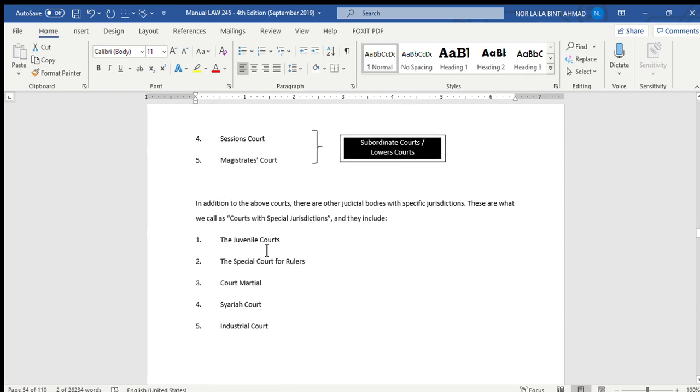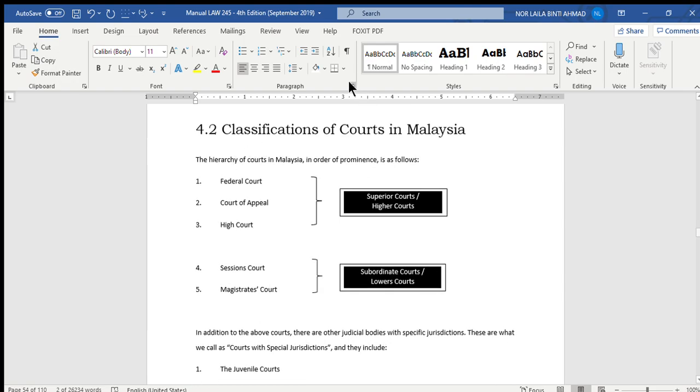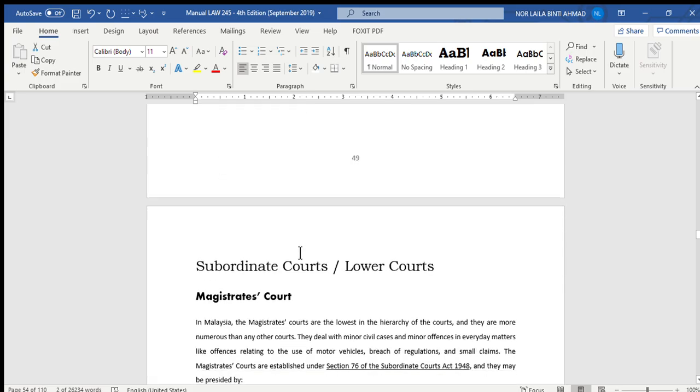Apart from the superior courts and subordinate courts, obviously we have courts with special jurisdictions. They have separate jurisdictions and separate rights to hear disputes. For example, first, the juvenile court, previously known as children court, and then the special court for rulers, court martial, Sharia court, and industrial court. There are many courts in Malaysia, but they have their own jurisdictions, their own right to hear the dispute.